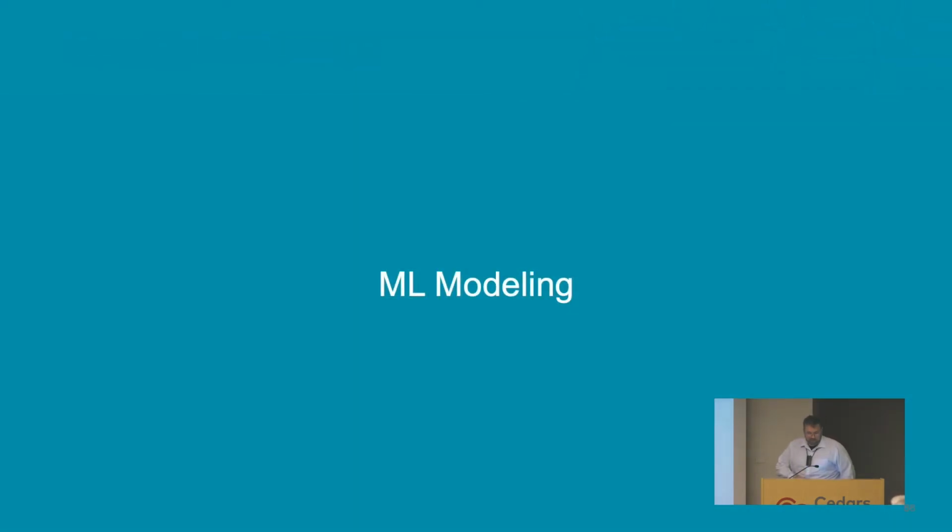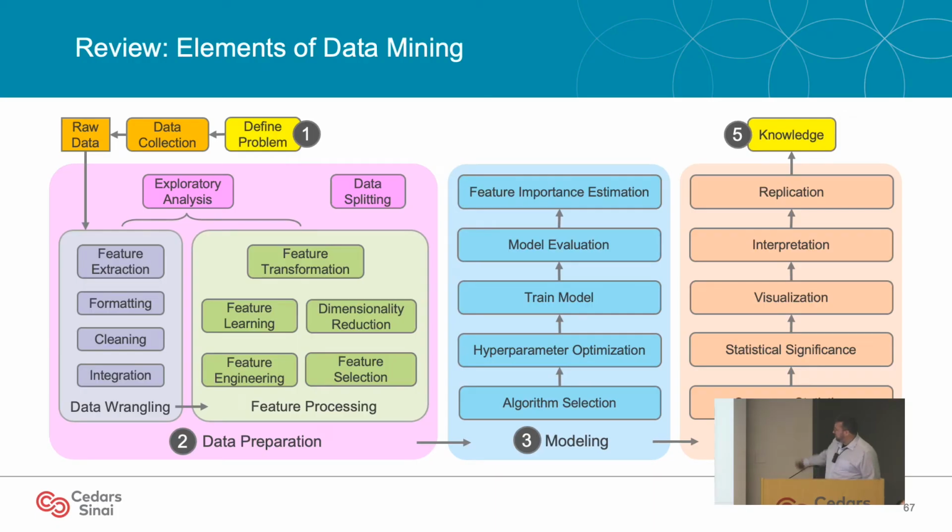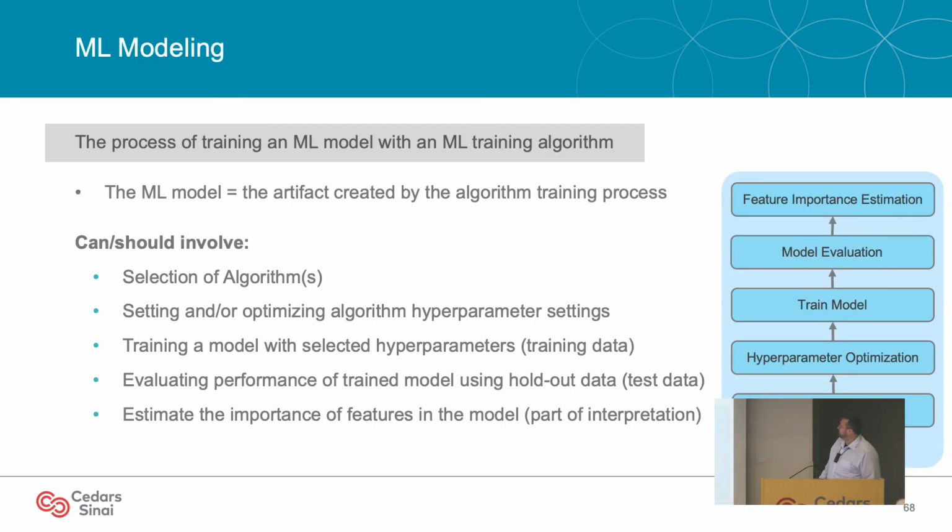All right, machine learning modeling. Here's again our overall pipeline. Modeling is actually one of the quicker sections. Modeling is the process of training a machine learning model with some kind of ML training algorithm. The model itself is an artifact created by an algorithm during the training process.